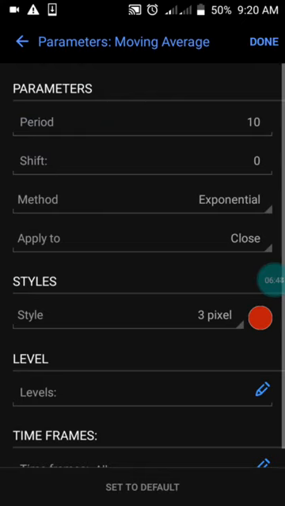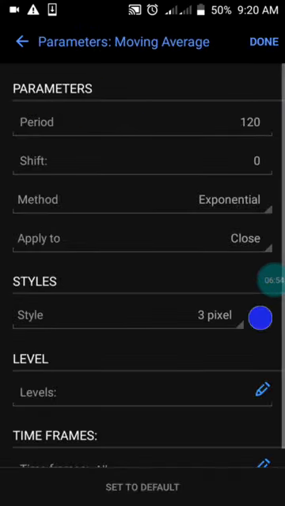Then the first moving average is period of 10. We have method to be exponential. We have apply to close. We have red as our color here. Then you press on done. Then you move to the second moving average, which is 120. We have the shift of 0. Same exponential. We have apply to close, and we have blue as our color. Then you press on done.